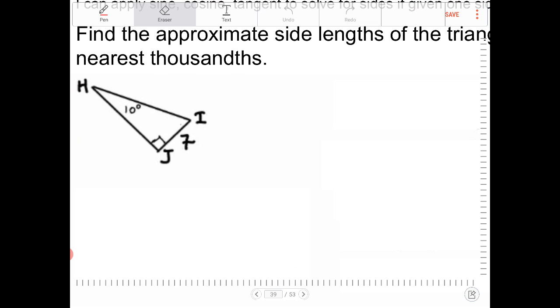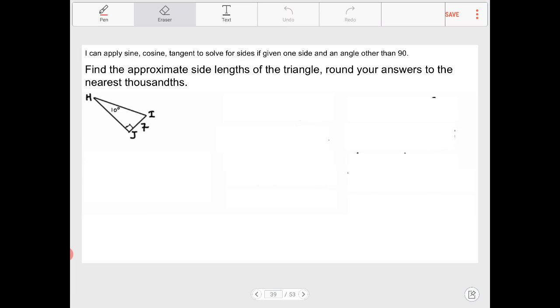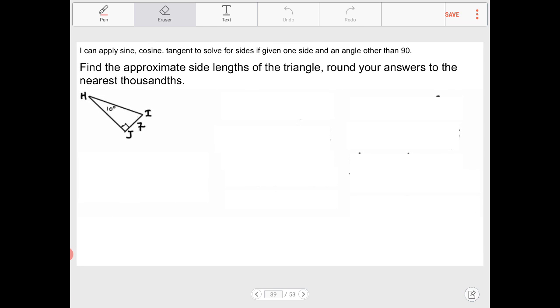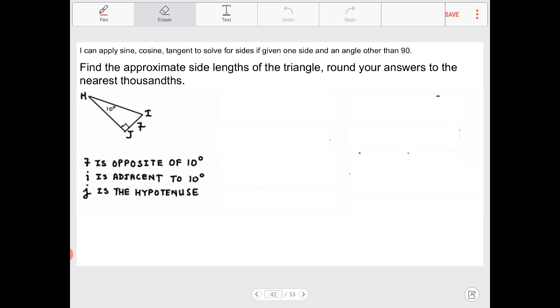Pause the video to see if you can solve this on your own. Hopefully you guys had some time to think about this. So now what I'm going to do is, again, find out what the hypotenuse as well as the side adjacent to 10 degrees is. Okay. So I know that 7 is the opposite side of 10 degrees. I also know that side length I is the adjacent side and side length J is the hypotenuse.